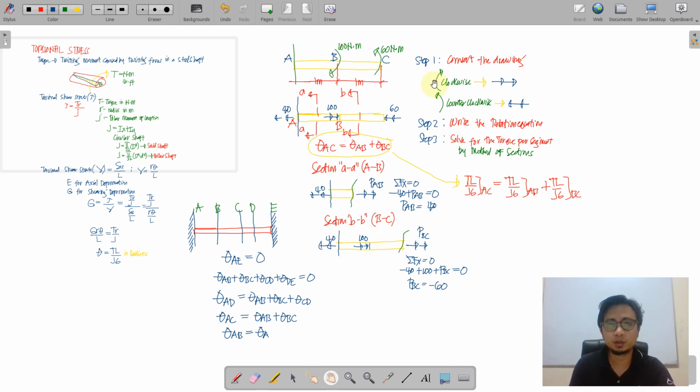So just follow step 1, convert the drawing. Whenever we have a clockwise torque, just indicate that with a double-headed rightward arrow, and if we have a counterclockwise torque, indicate that with a double-headed leftward arrow. Okay, so as a second step, we write the rotation equation. Of course, it is so easy to write the rotation equation. We just have to sum up the letters here.